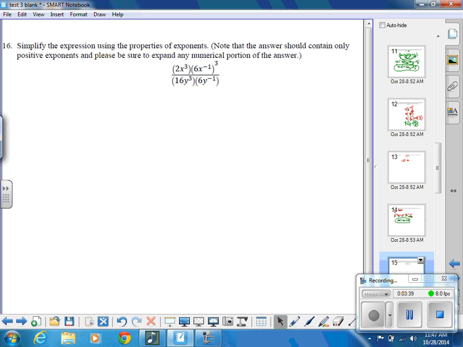Now this is a much harder one of simplifying with exponents, okay? In this problem, we have a lot of stuff to do. And so we can do it step by step. I don't want to actually get rid of my negatives and flip them out at the beginning.